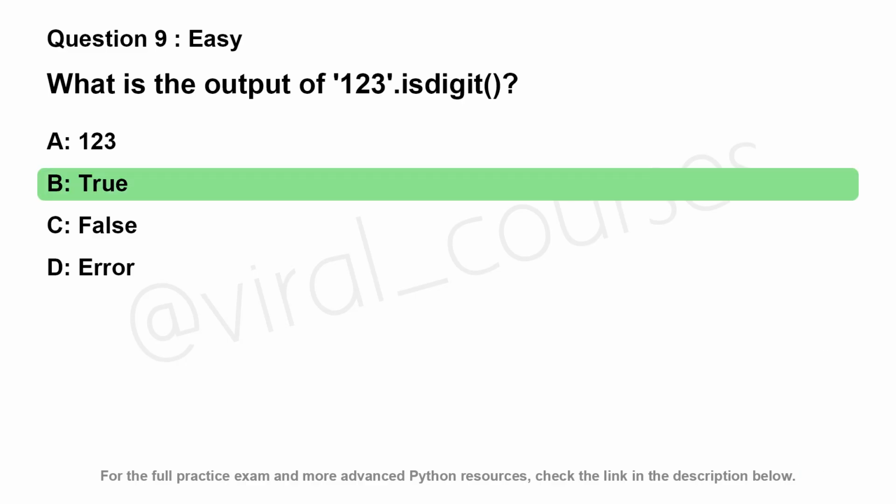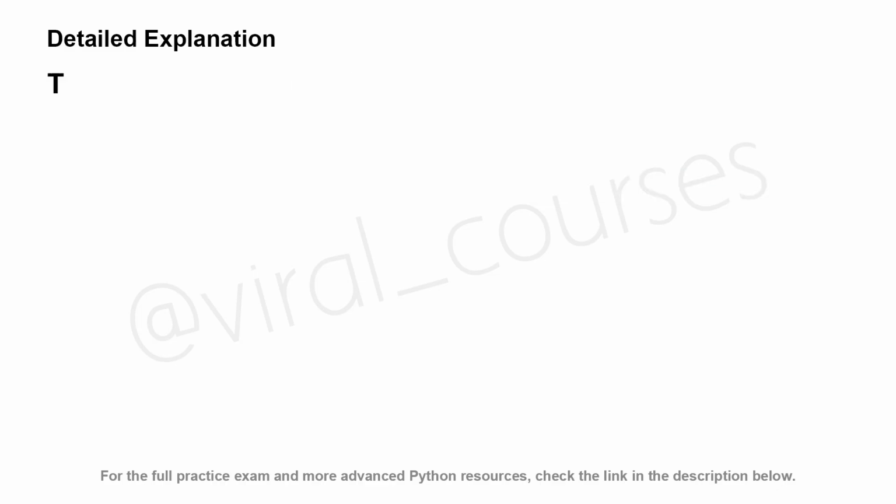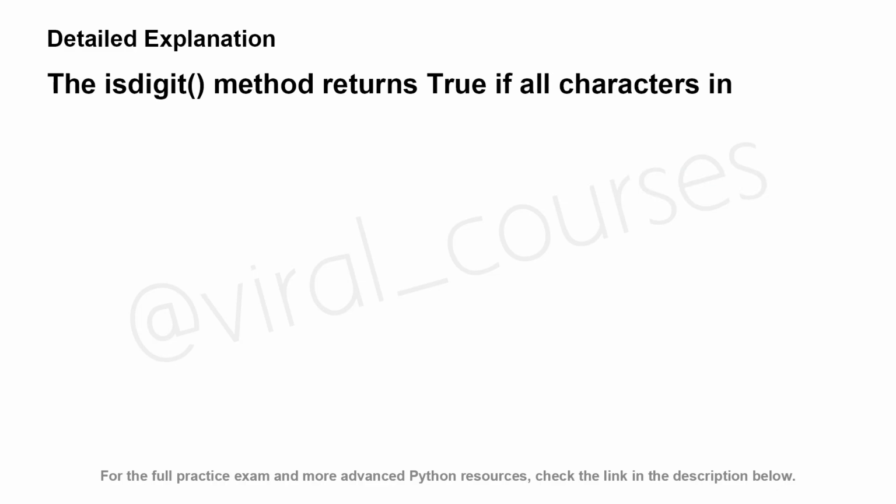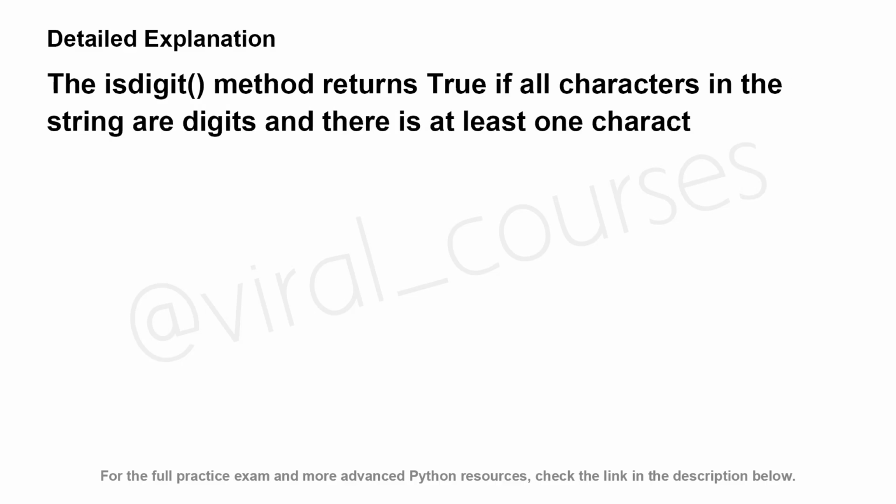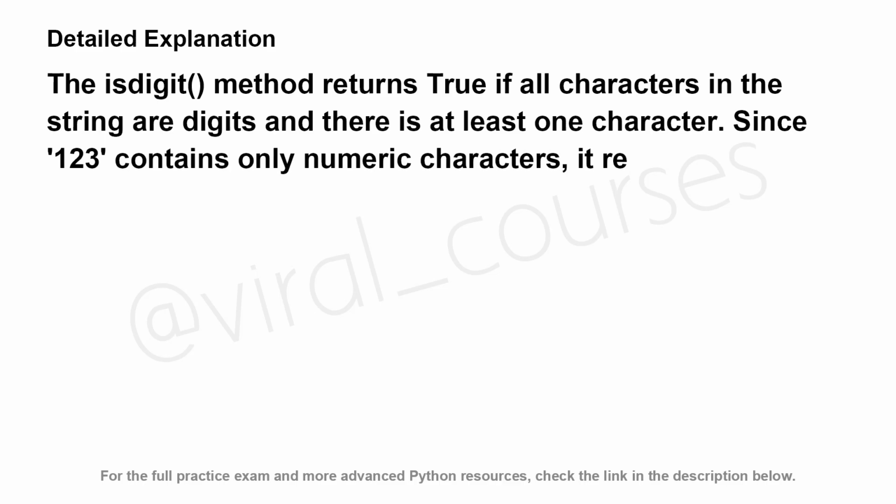The correct answer is B. The isdigit method returns true if all characters in the string are digits and there is at least one character. Since "123" contains only numeric characters, it returns the Boolean value true.